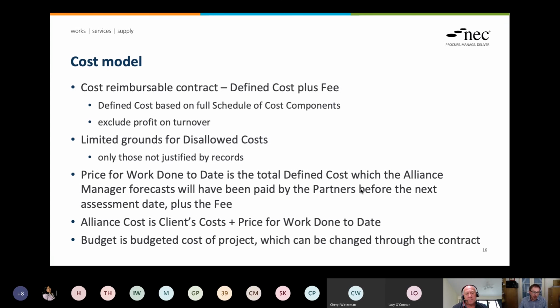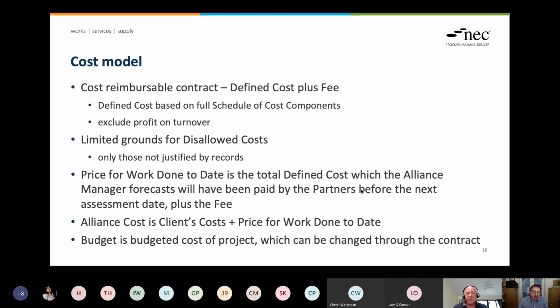It could be, not necessarily, but it could be in the performance table that you have a simple pain gain share, much like a target contract. So the saving is shared in some way between the partners and the client, or the pain is shared in some way. But of course, the performance table is very flexible, isn't it?